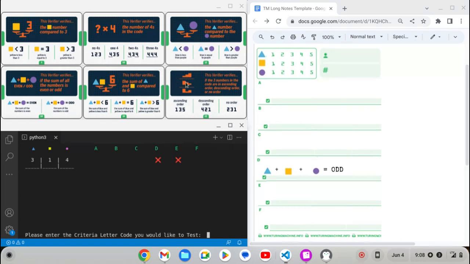Okay, so if I take a look at my proposal of 3, 1, 4, the first 2 digits add up to 4. So the Turing machine is telling me, nope, the sum is not less than 6. So my sum is 4 here in my example, but that means that the sum is not less than 6. So that means that triangle and square have to add up to be exactly 6 or greater than 6. So I'll put that in my notes for section E.